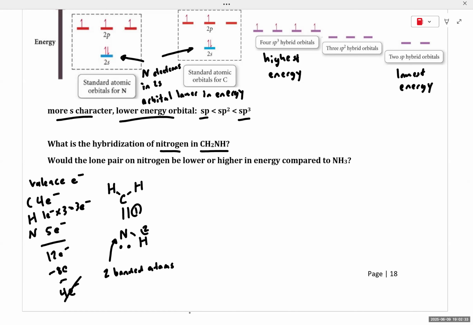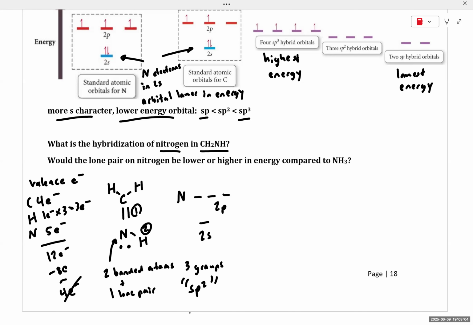One, 2, plus 1 lone pair. So we have a total of 3 groups, 3 electron groups surrounding nitrogen. And to accommodate that, nitrogen needs to adopt an sp2 hybridization. We can also see this if we think about this from an orbital box diagram perspective.